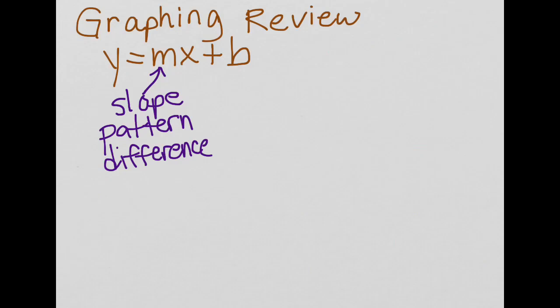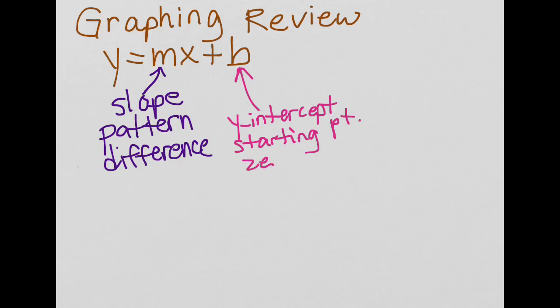Okay, so then our number that is not being multiplied by x, the constant, we called that the y-intercept. But when we did arithmetic sequences, that was our starting point. Or we also called it the zero term. That's an A. So it's our starting point or our zero term. So you have seen these equations for quite a few weeks now in 9th grade. Well, let's review how to graph it.